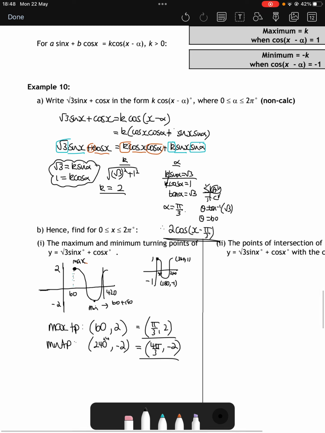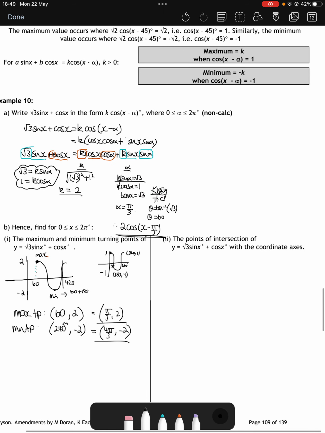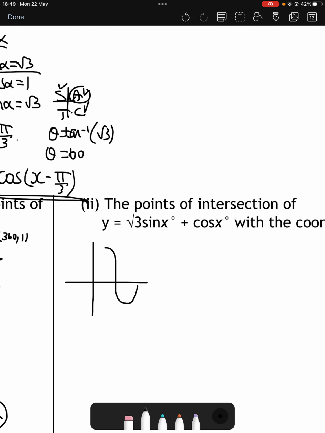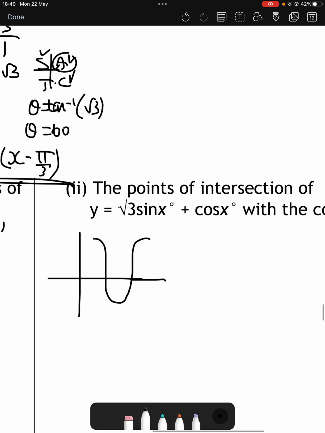So really, thinking about what's changed about the graph is the best way to think about it. Cos graph, what does this graph look like? And figure it out that way. Do the same with the points of intersection. So the points of intersection, again, I'm just going to redraw it. Okay, normal cos graph. We know points of intersection are at 90 and 270.